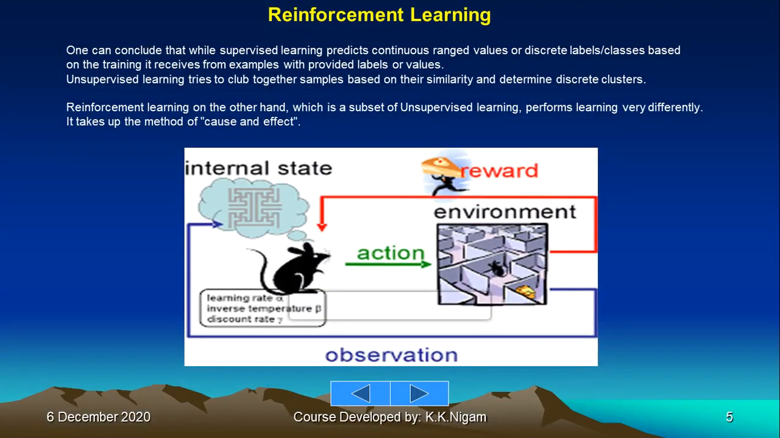One can conclude that while supervised learning predicts continuous ranged values or discrete labels, classes based on the training it receives from examples with the provided labels or values, unsupervised learning tries to club together samples based on their similarity and determine discrete clusters. Reinforcement learning, on the other hand, which is a subset of unsupervised learning, performs learning very differently. It takes up the method of cause and effect.